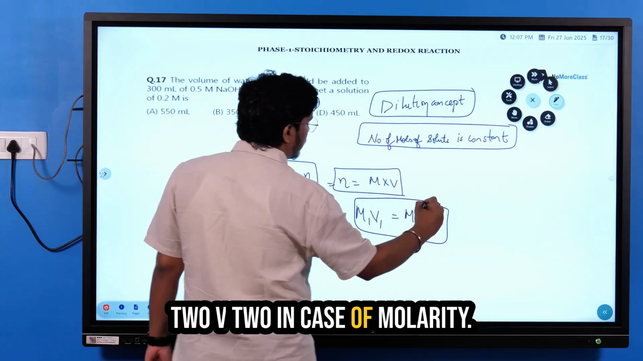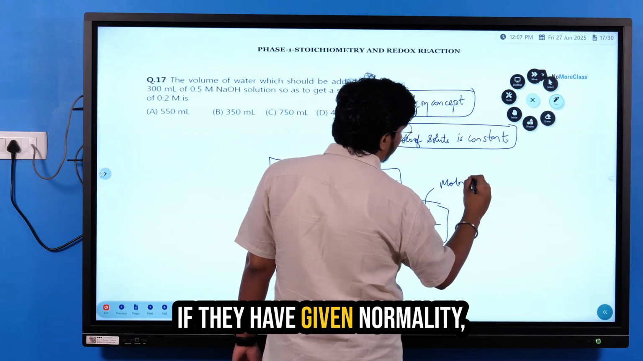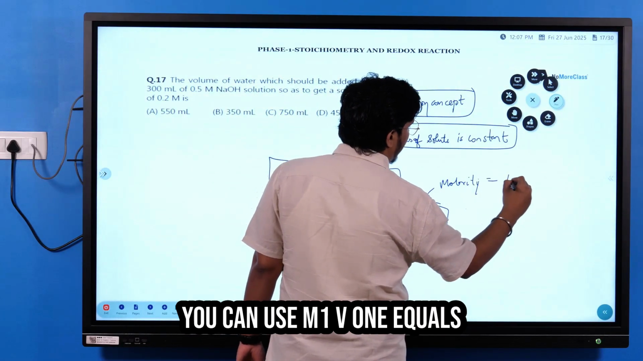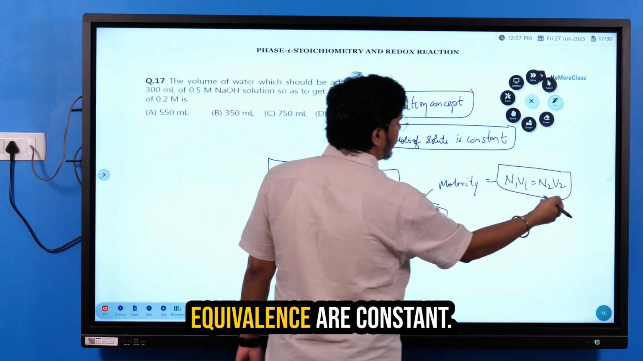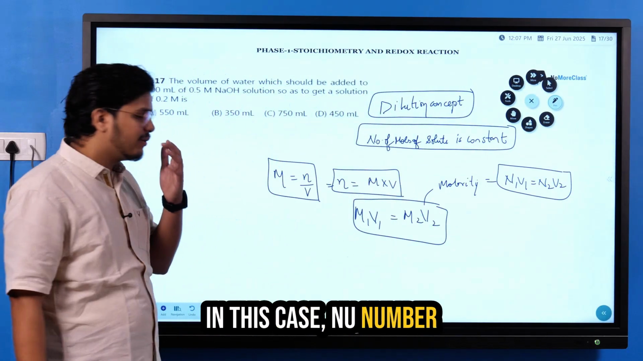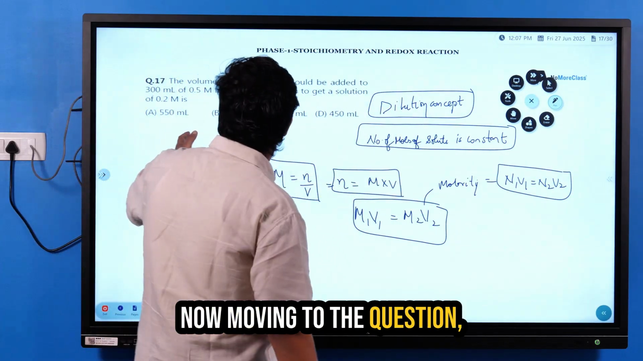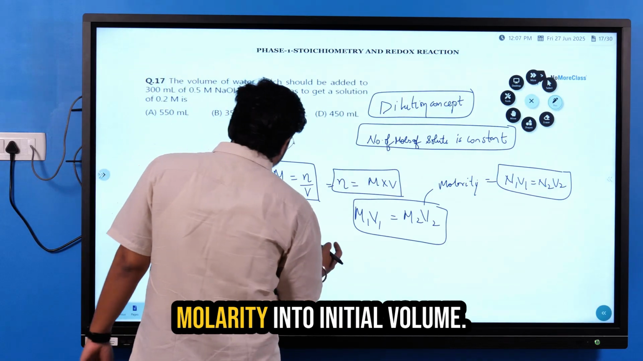In case they have given normality instead of molarity, you can use N1 V1 equals N2 into V2, because the number of equivalents are constant. In this case, the number of moles are constant. Now moving to the question. So M1 V1 means initial molarity into initial volume.